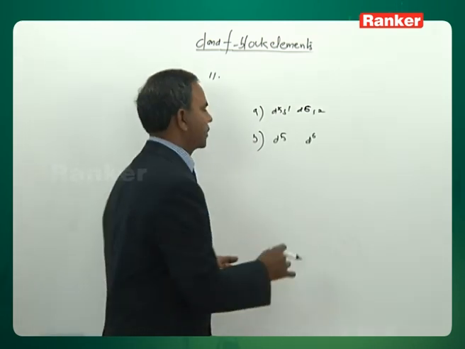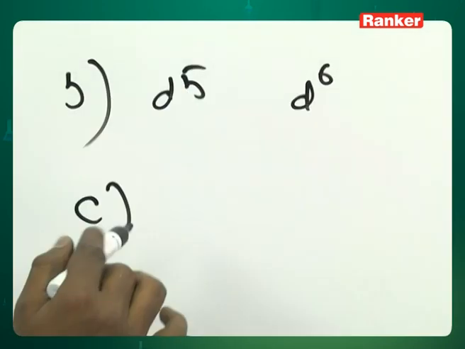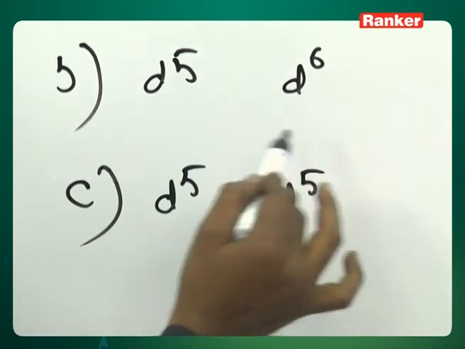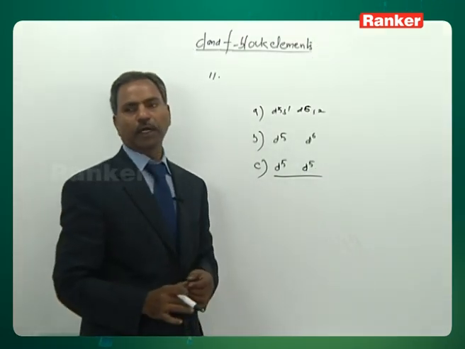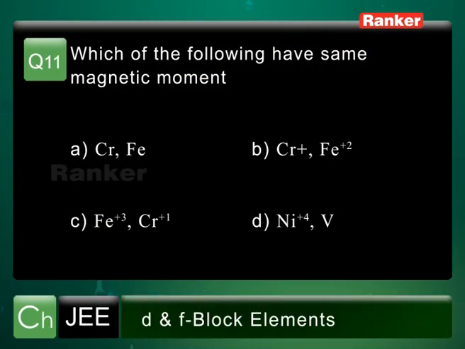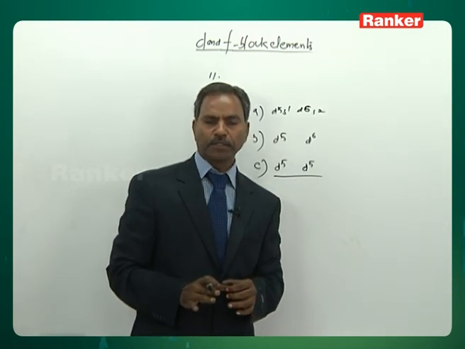Coming to option C, Fe plus 3 and chromium plus 1 are given. Fe plus 3 is d5 and chromium plus 1 is d5. So both have the same number of unpaired electrons. The answer is option C, and carrying the same number of unpaired electrons, their magnetic moment is the same.